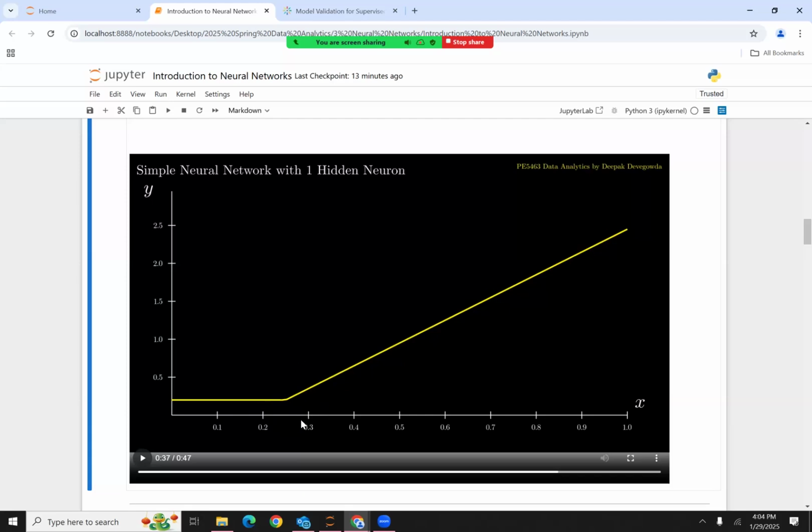Now, where this change in slope occurs depends on what kind of biases you are using in your neural network model. We chose some biases entirely randomly, and that's the reason why there's a change in slope at this location. If we had chosen a different set of biases, we would get a change in slope at some other location. Also, the height of this segment over here also depends on the biases, and the slope of this line depends on the weights we have chosen.